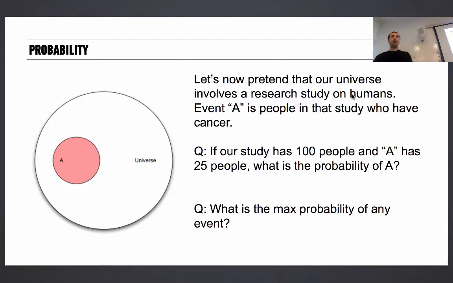So 0.25 is 25%. What is the max probability of any event, of any event anywhere in the world? 1. I might do it as a fraction to make the numbers clear, so 100 over 100, 25 over 100, 0.25.